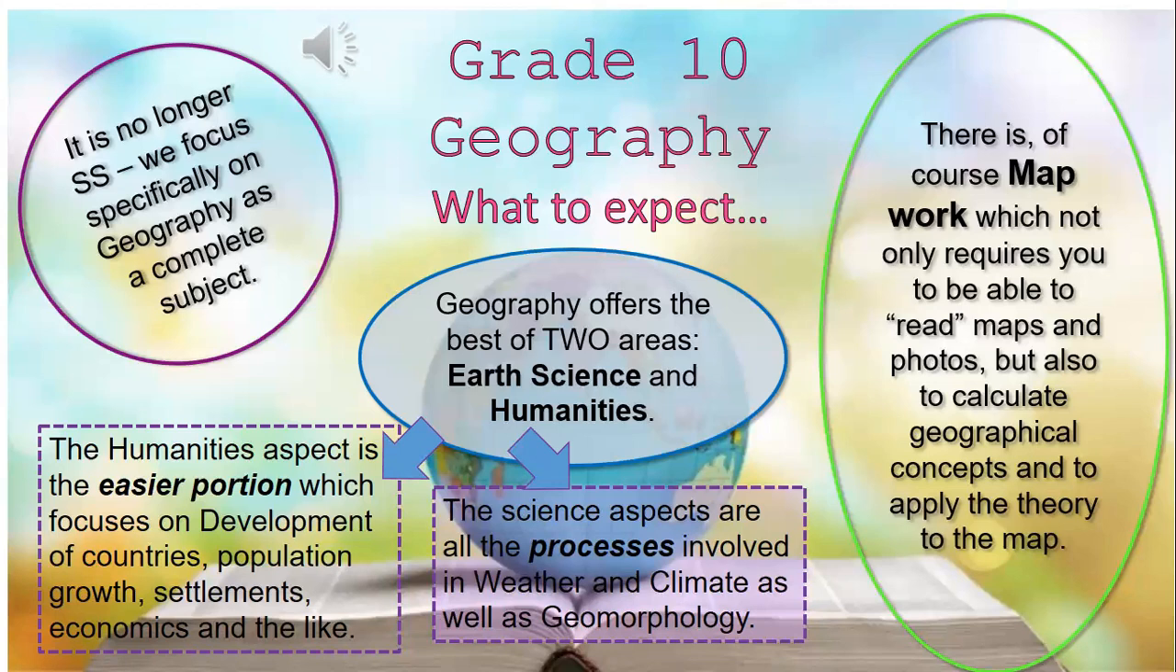Whereas the humanities side is generally the easier portion of it, and it is something that you can focus on easily, you can study very easily as well. It's things like development of countries, the population growth, settlements, economics of that country or others, comparisons of all of those things, and other things similar to that. So people always say geography is just humanities, but it really isn't. There's definitely half of the syllabus which is science related.